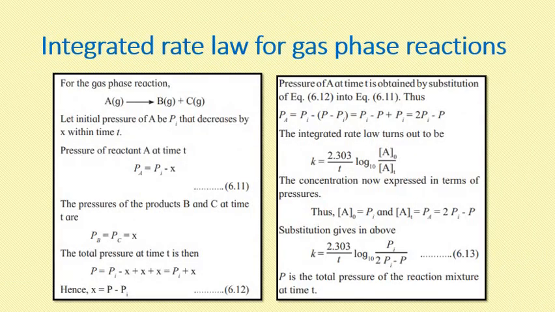Now, integrated rate law for gas phase reactions. This is a gas phase reaction where reactant and products are all in gas phase. Let's suppose the partial pressure of A when the time is 0 is Pi, and after time t, when B and C are forming, its pressure is becoming Pa. So we can say the partial pressure Pa is equal to Pi minus x, and the Pb and Pc values are equal to x, because they are coming from reactant A.